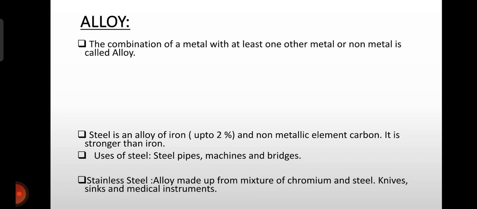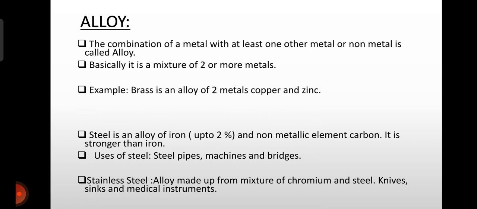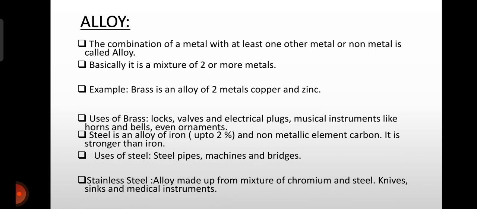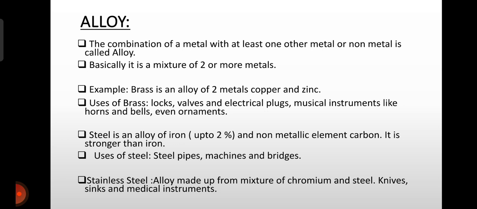Alloy is the combination of a metal with at least one or other metal or non-metal. In simple terminology, it is a mixture of two or more metals. Example is brass, which is the alloy combined by two metals termed as copper and zinc. Uses of brass are, they are used in locks, valves and electrical plugs, musical instruments like horns and bells, and even in ornaments.